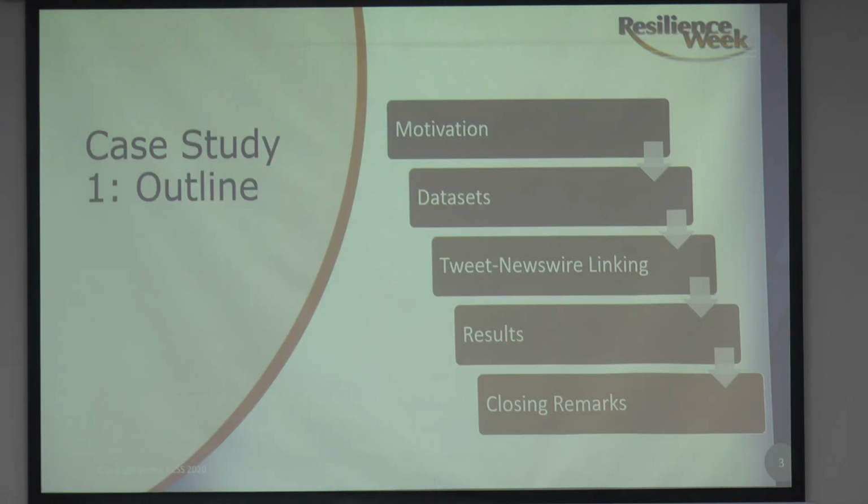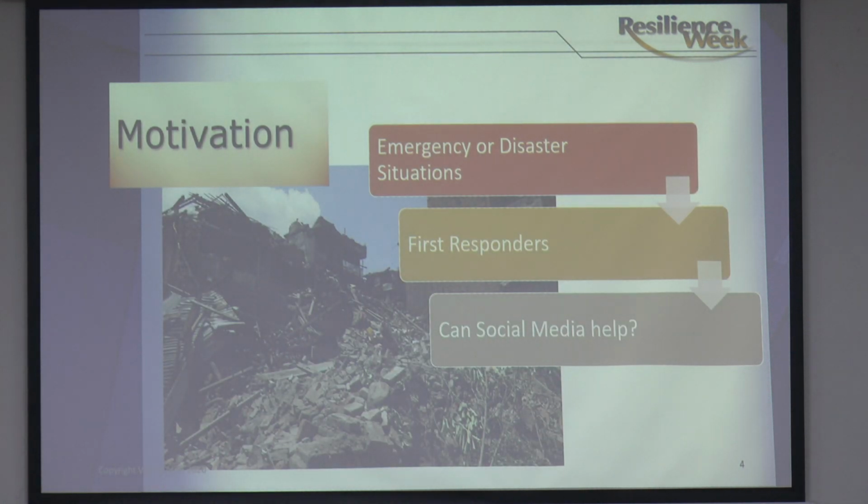So we'll start with the first case study. A quick outline: what is the motivation for doing it, and then we look at some of the data sets that we collected for the study, how we linked the tweets with the Newswire articles, because that's a very challenging and interesting problem. And we'll look at the results, and I'll have some closing remarks about the first case study, and then we'll look at the second case study.